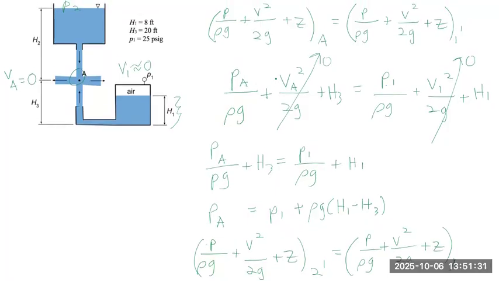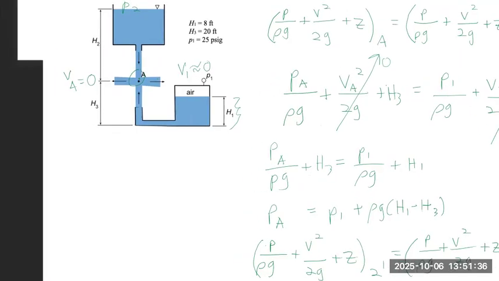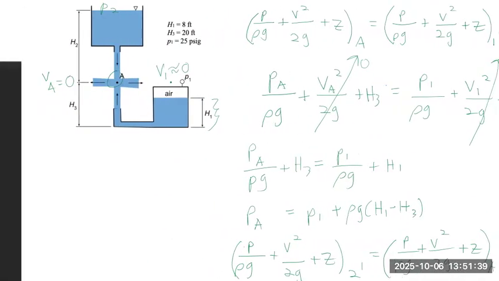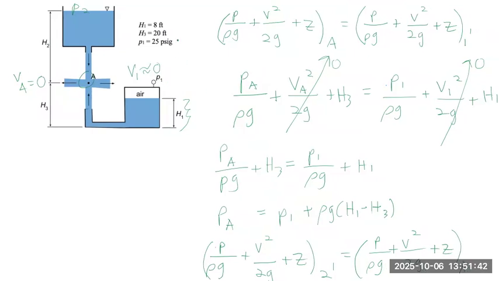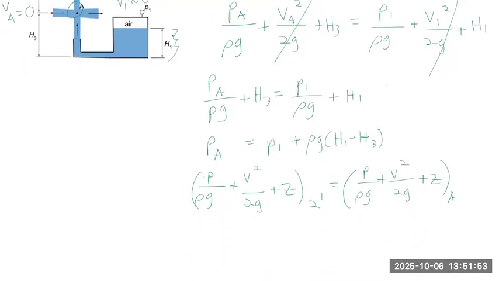They give us P1, which is actually not zero gauge. And what this G means is that it's 25 pounds per square inch gauge, which means that it's relative to atmospheric pressure. It's already gauge. So that's why we'll use gauge pressure on the other side. So we have P2 over rho G, where rho is the density of water, plus V2 squared over 2G.